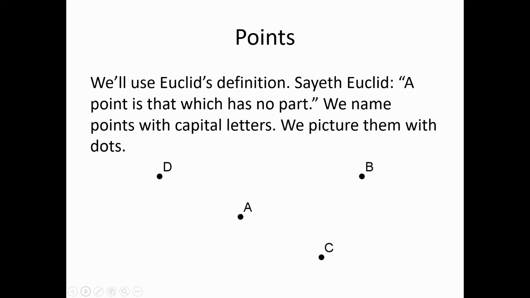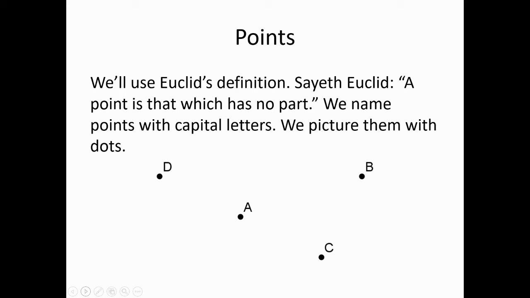Saith Euclid, a point is that which has no part. Let that sink in. A point is that which has no part. It is, as it were, as small as a geometrical object can be, because if it were larger than the smallest it could be, it would have parts to it, wouldn't it? It would have a left and a right and a top and a bottom and so on. So as soon as we say that it has no parts at all, it seems that it is as small as possible, and this is precisely what we mean by point.